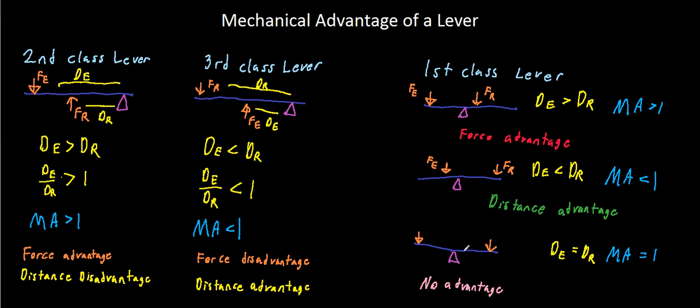There is no distance advantage. There is no increase or decrease in distance. There is no change in force or distance whatsoever when it comes to the work equation happening. What it does do is change the direction of the force. I push down, which would lift up, like a seesaw. And we'll talk about why we would do this in our next lesson on our next machine.